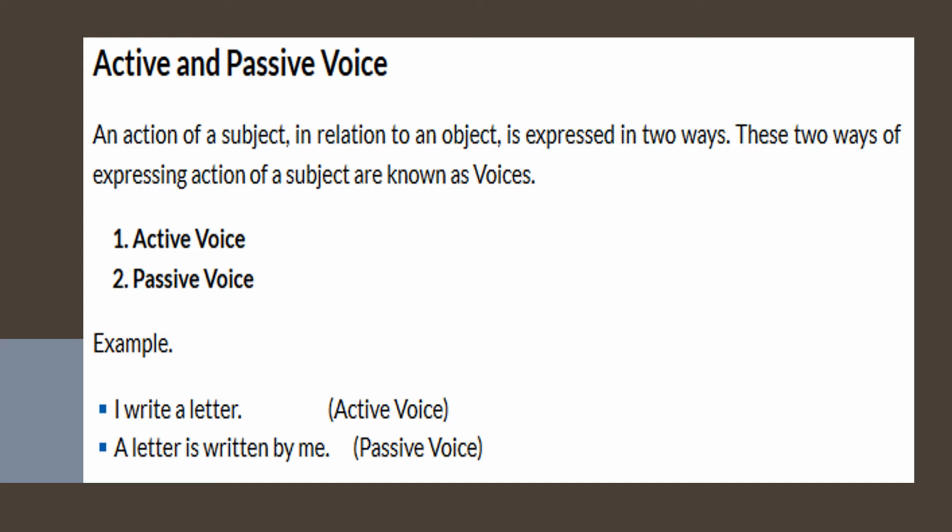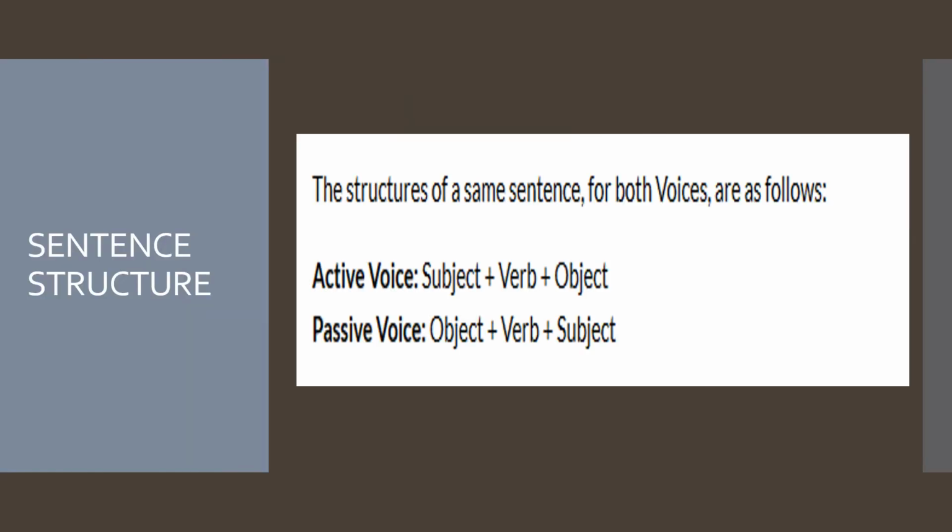So when it comes to active voice and passive voice, we have experienced and we have seen certain changes. So it's all about active and passive, and now we will discuss the changes, and we will read certain rules that are needed to be followed in order to change the active voice into passive voice or vice versa. Here we have the difference of sentence structure between active voice and passive voice. The structures of a same sentence for both voices are as follows.